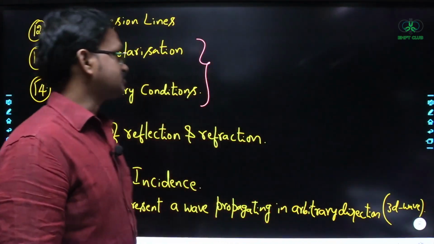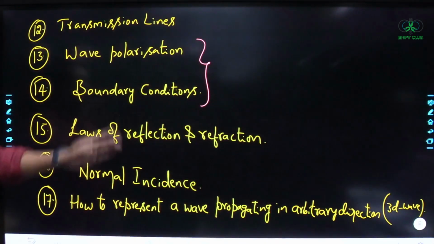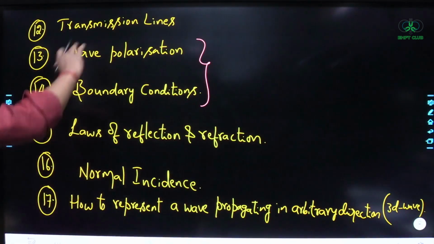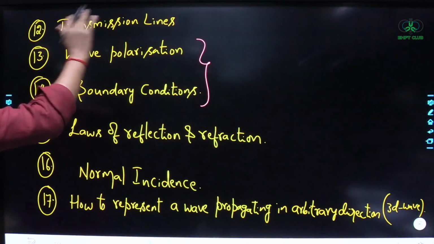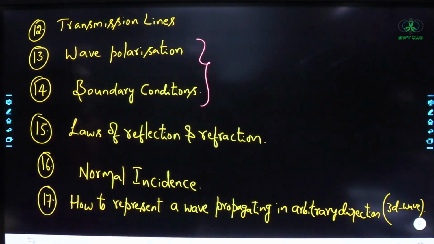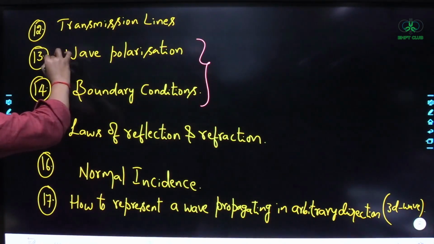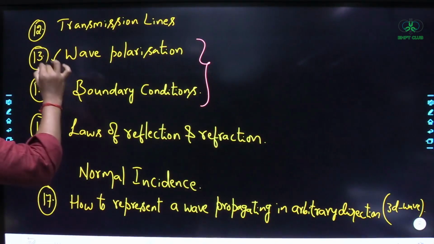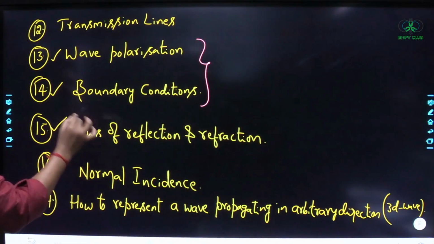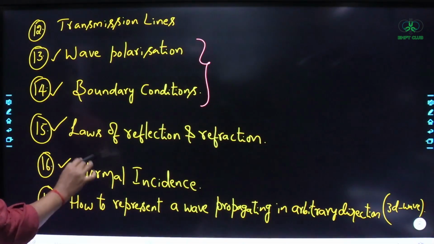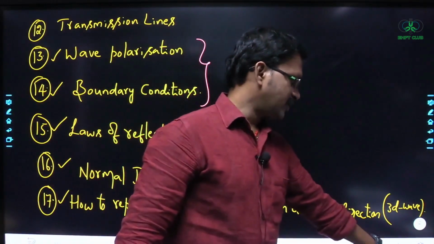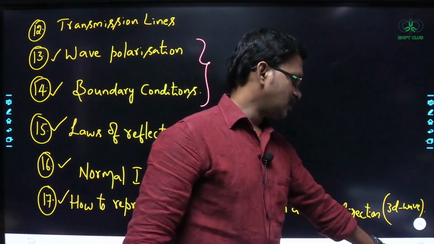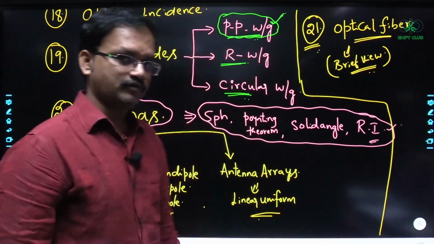Once we complete this, then we'll enter into the transmission lines topic, and here itself we are going to cover the S parameters topic also. I have not specifically mentioned S parameters, so it will be included in the transmission lines topic itself. Next, after this we will cover the 13th topic, wave polarization, 14th boundary conditions, then laws of reflection and refraction, and then normal incidence, and then we will see how to represent the wave propagating in an arbitrary direction, or simply how to represent the three-dimensional wave, right?